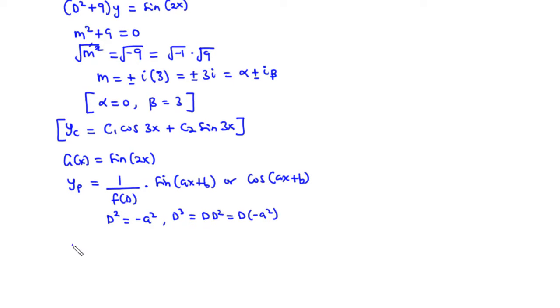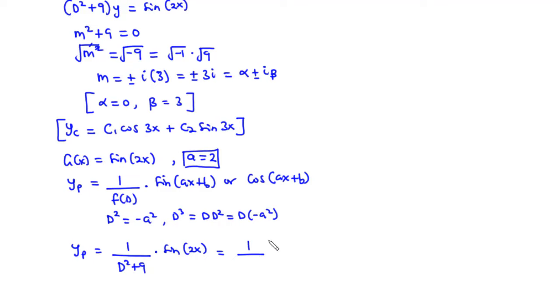Now, we have the coefficient of x here to be 2. Therefore, we have the value of a to be 2. So, we are going to have yp equals 1 over f of d, here being d squared plus 9. So, we have d squared plus 9, and then times sine 2x.